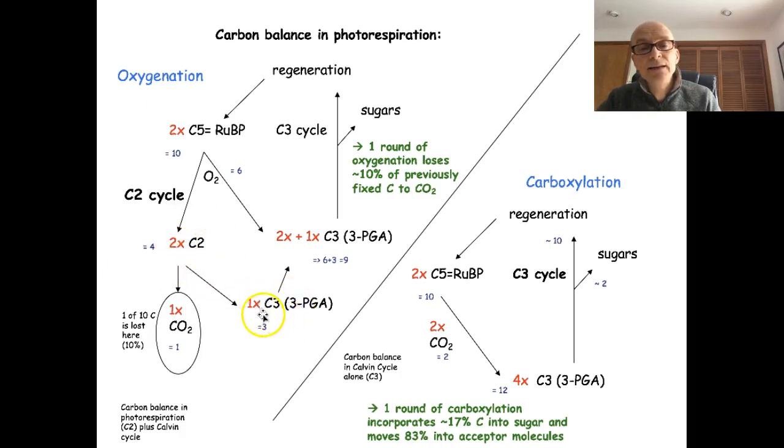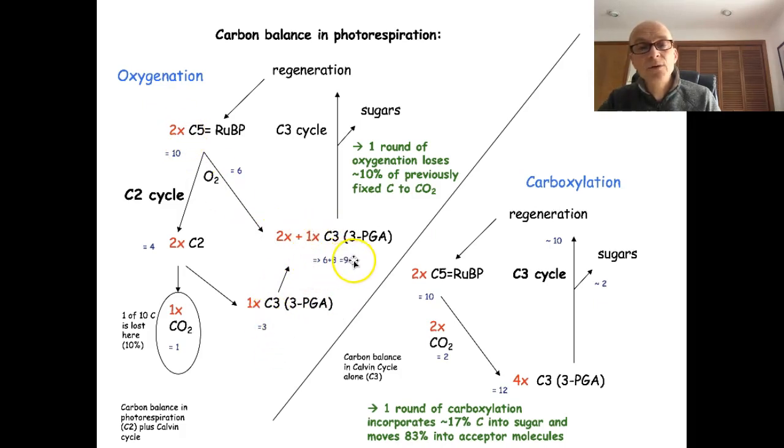They make the serine here. That's a C3 body. That then eventually becomes 3-phosphoglycerate. But that only now has 3 carbons, and this is the 1 carbon that gets lost. So 1 of 10 carbons is lost here, and I'm saying this is 10% of the original input into this reaction that's lost. And then this carbon chain is added to this pool, so these 2 come from here, this one comes from here.